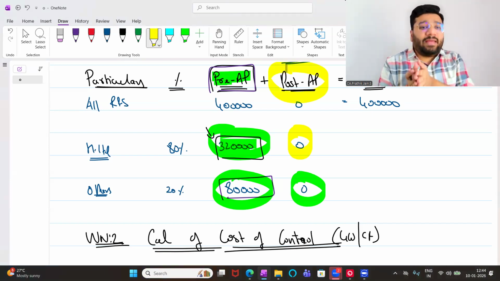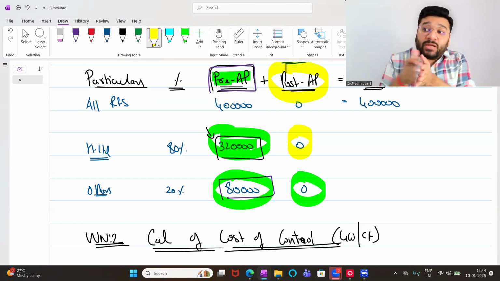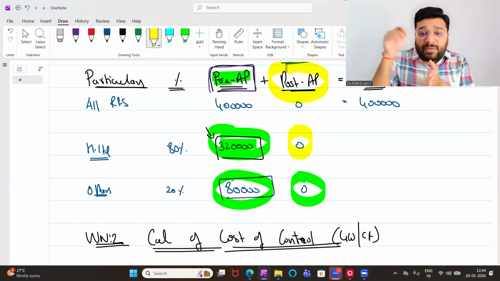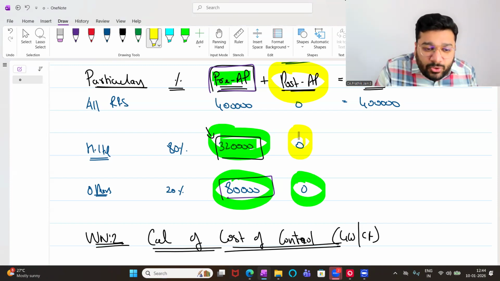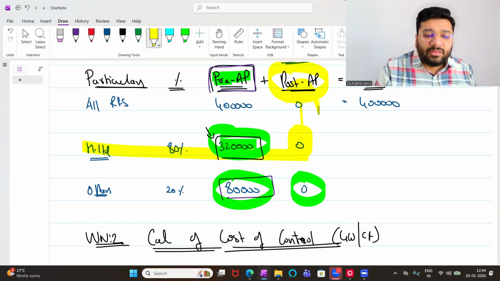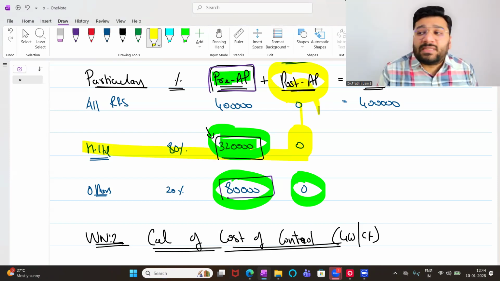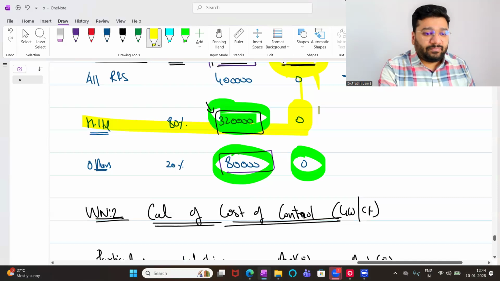Means after acquiring S Limited, H Limited would have worked hard, no? During the post-acquisition period, H Limited did the hard work. During that period, what did you earn? That is your profit, so post-acquisition profit. This I'll record in my consolidated reserve and surplus. Any problem? Is the logic clear?